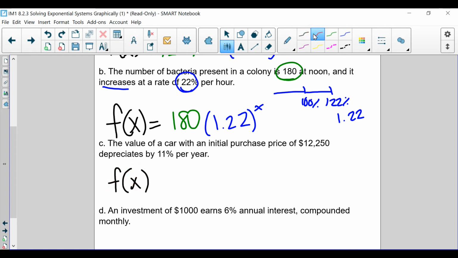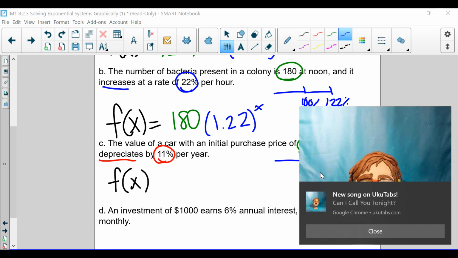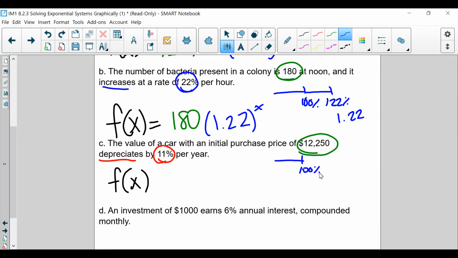We know it's f of x, but let's read the question. It says a car value has an initial price of $12,250. Okay, that's the initial price, and it depreciates. Notice how it says depreciates by 11%. So remember, like we said earlier, we were at 100, but it depreciates in value by 11%. So 100 minus 11% is going to be 89%. So it's 89% of the value now.